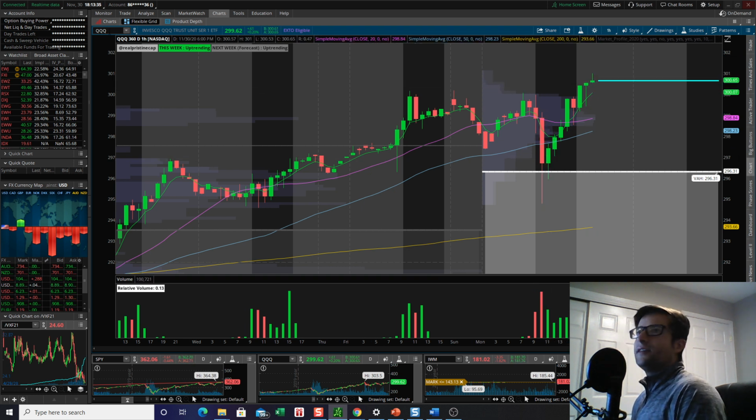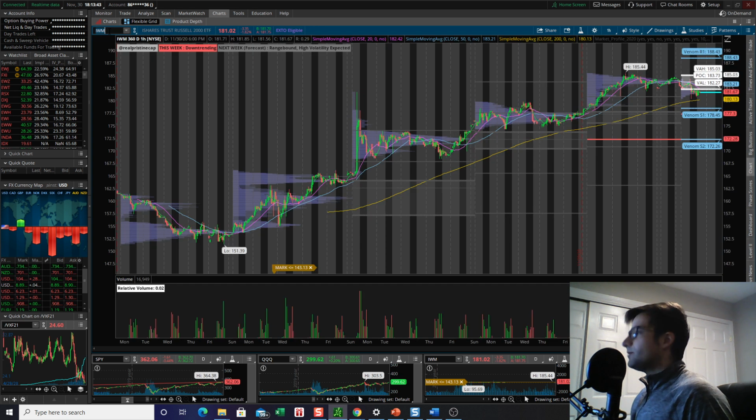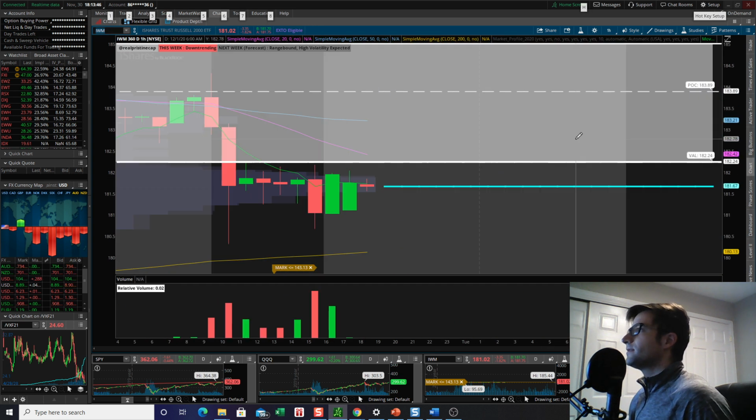So as of now, for the Qs, we'll have to see if this is just a little bounce in terms of the relative strength today, or if it's actually something more. Now if we look at the small caps, the big loser today, it's pretty interesting here.